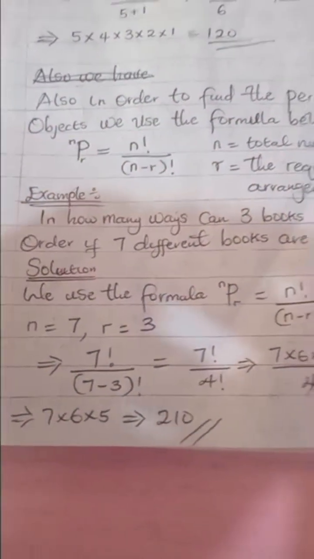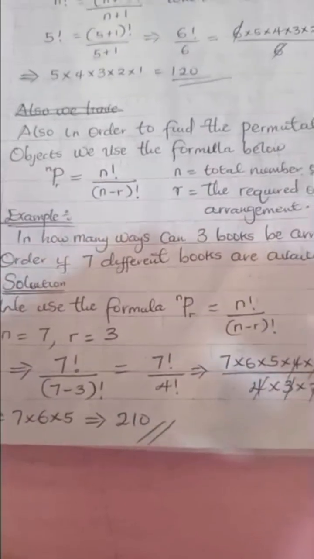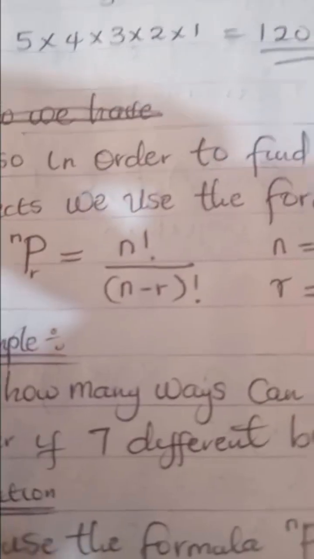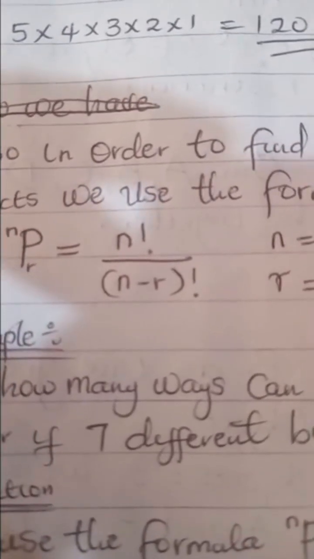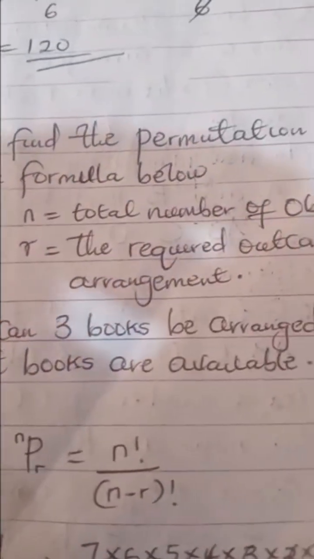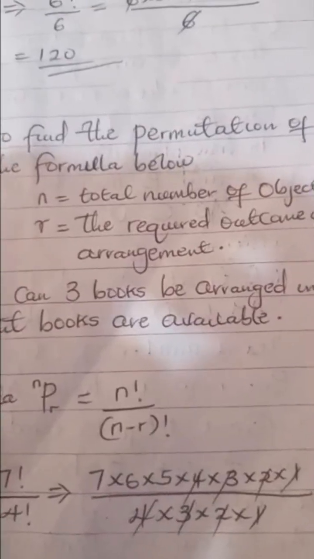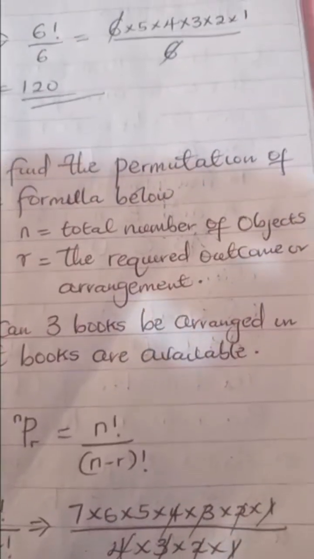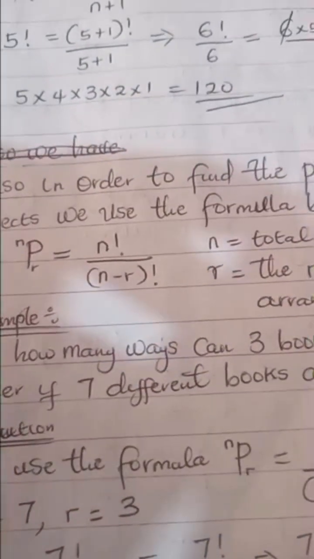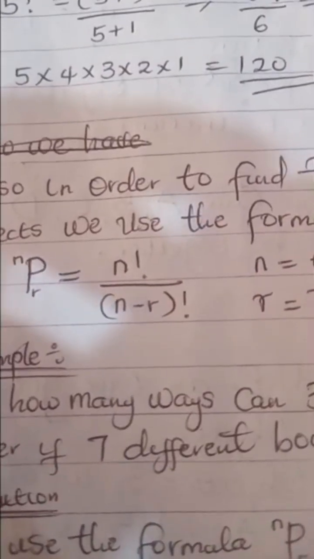Now also, in order to find the permutation of objects, we use the formula below. Look at the formula below. This is the formula to find the permutation of objects in a particular order. Here n is the total number of objects, then r is the required outcome or the required arrangement. So whenever you see this, you should know that you use this formula. Whenever you are to solve a permutation problem, you have to use this formula.